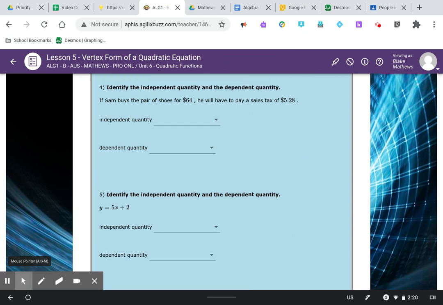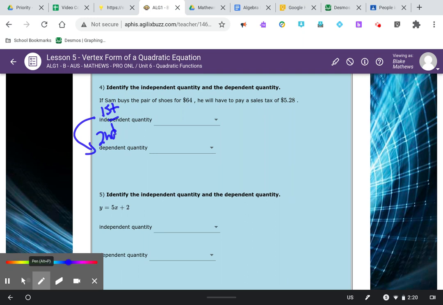Independent versus dependent quantity. I'm not going to spend too much time on this, but independent quantity is what causes a change in the dependent quantity. So in other words, the independent quantity tells you what the value of the dependent quantity is. In other words, the independent quantity comes first, the dependent quantity comes second.